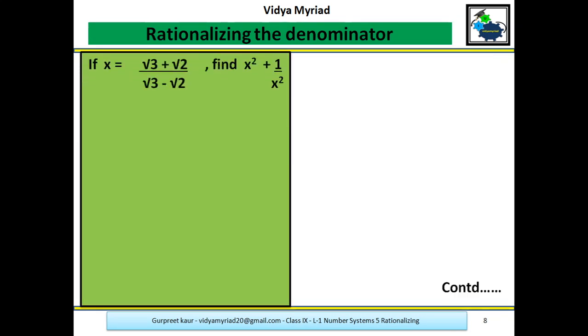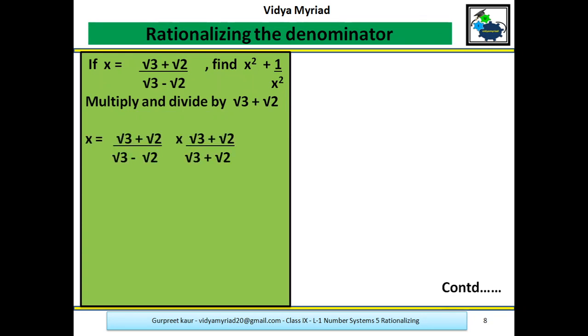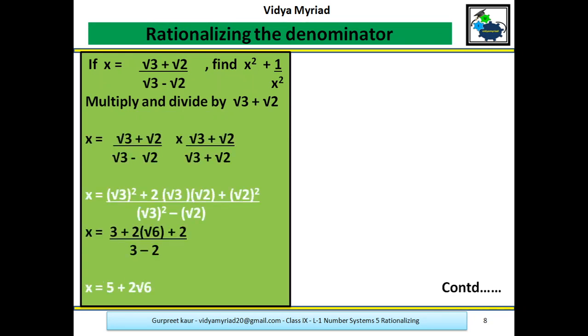Another question. If x is given like this, you have to find out what is x square plus 1 upon x square. X is already given to you, we have to find out x square. But if you see, there is root 3 minus root 2 in the denominator. So I will rationalize it by root 3 plus root 2, that is multiply and divide. You will get at the end 5 plus 2 root 6.